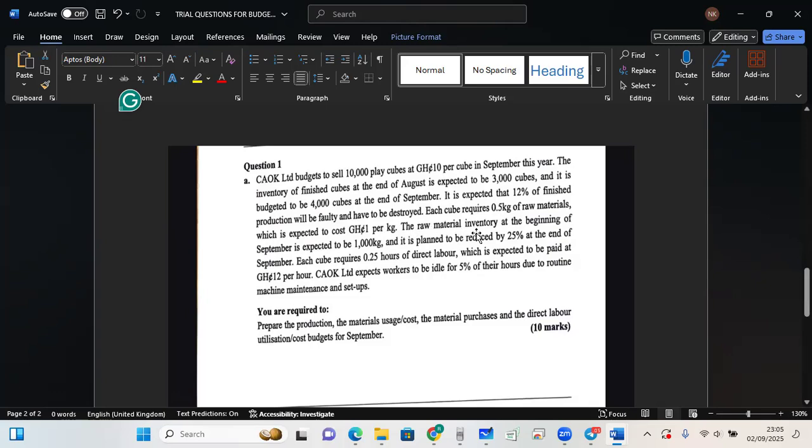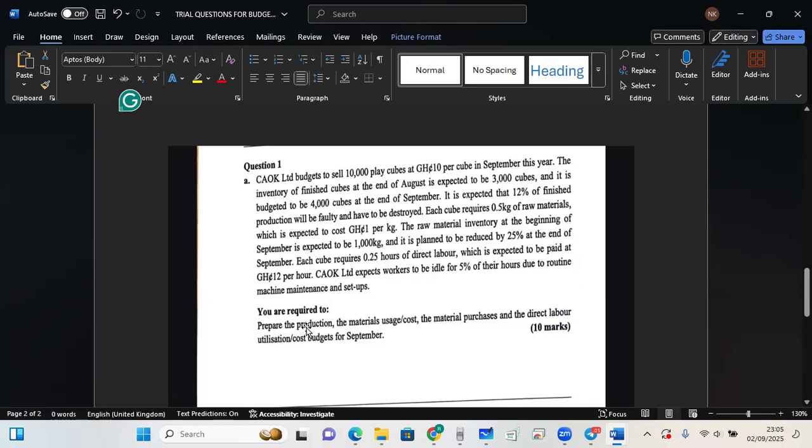The raw material inventory at the beginning of September is expected to be 1,000 kilogram, and it is planned to be reduced by 25% at the end of the month. So closing stock will be 75% of it, because they say they are going to reduce it by 25%. Each cube requires 0.25 hours of direct labor, which is expected to be paid at 12 Ghana cedi per hour. CAOK Limited expects workers to be idle for 5% of their hours due to routine maintenance and setups.